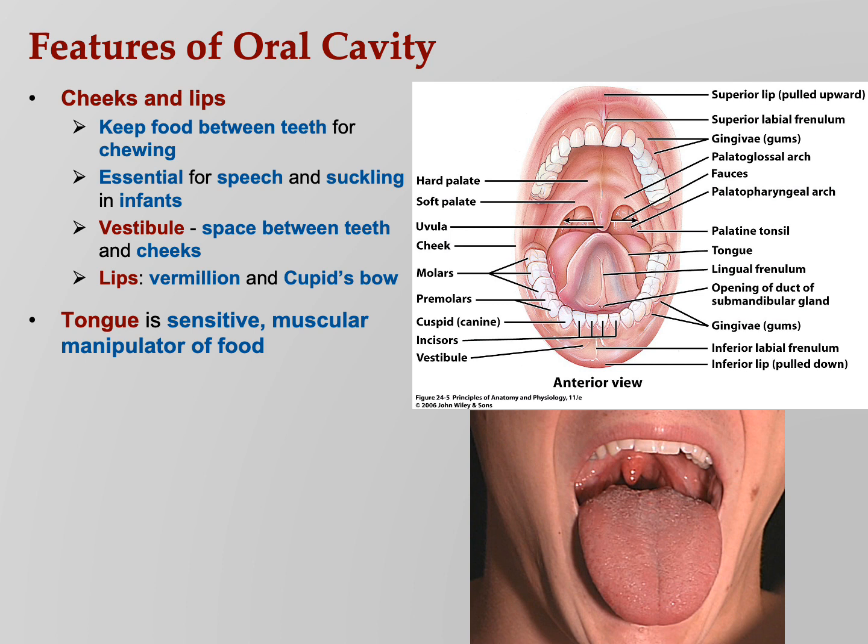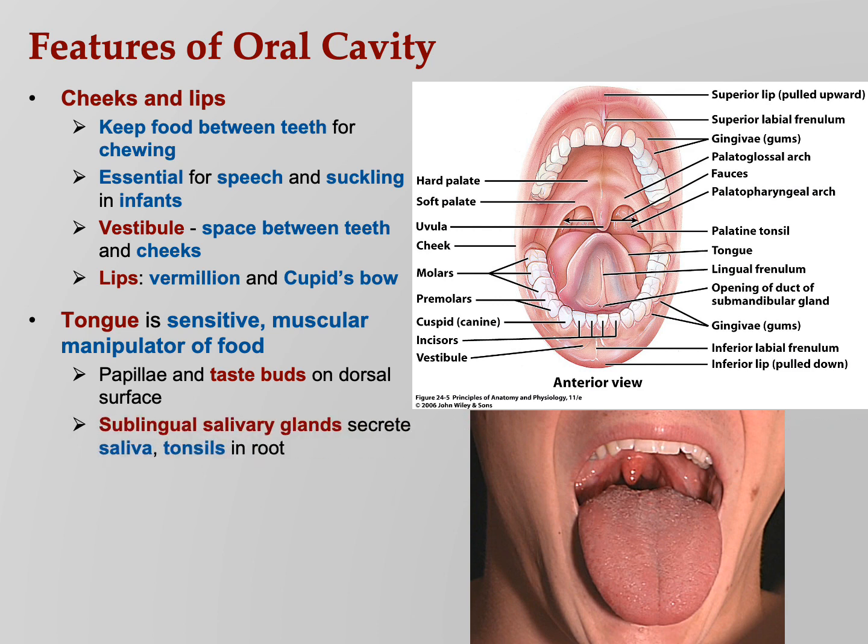Tongue is a sensitive, muscular manipulator of food. Papillae and taste buds on the dorsal surface. Sublingual salivary glands secrete saliva. Tonsils are in the root. So remember 3 salivary glands. We saw that in the lab. Parotid, submandibular, sublingual.